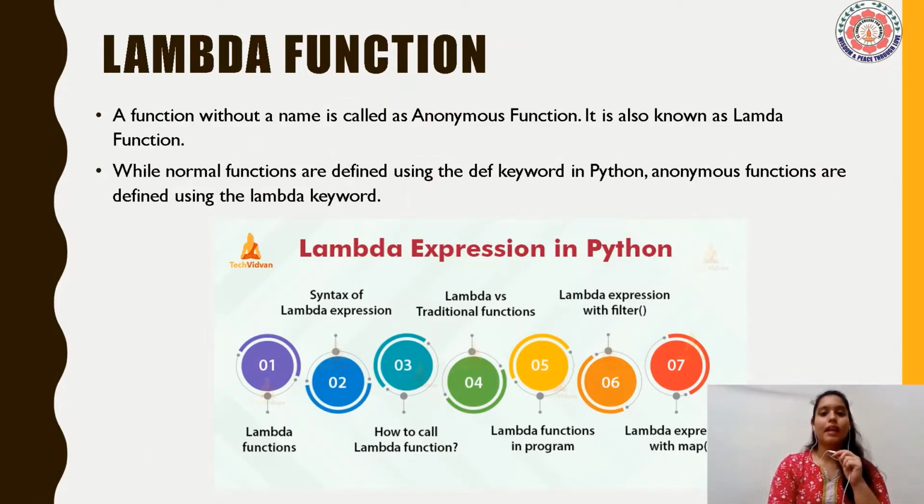So what do we mean by lambda functions? A function without a name is called an anonymous function. It is also known as a lambda function. Anonymous functions are not defined using the def keyword, rather they are defined using the lambda keyword.